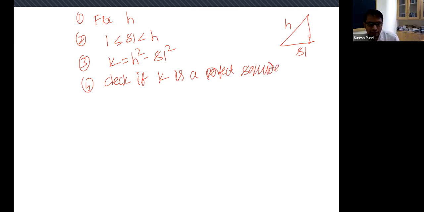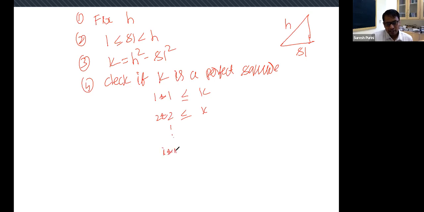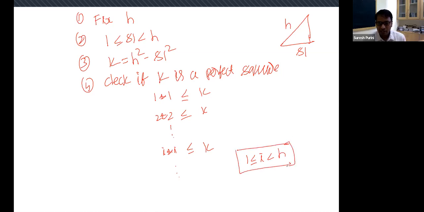One approach that we tried is, we check if 1 times 1 is less than or equal to K, 2 times 2 is less than or equal to K, I times I is less than or equal to K. And since we started with H, we can go all the way to H. Now we keep iterating for I less than or equal to H. So the number of comparisons that we make is H. Does this make sense?